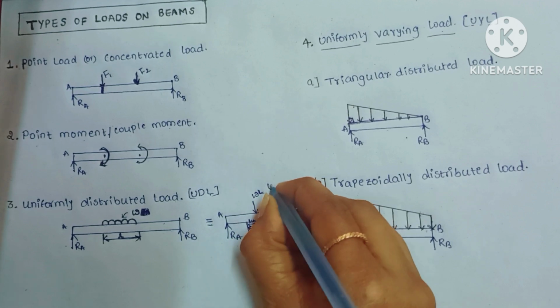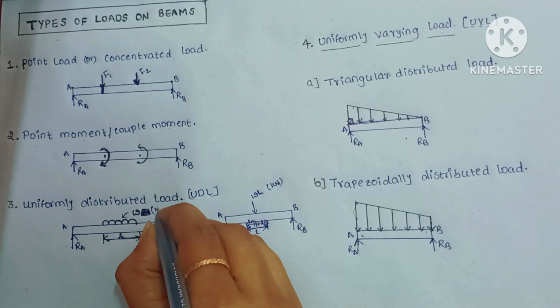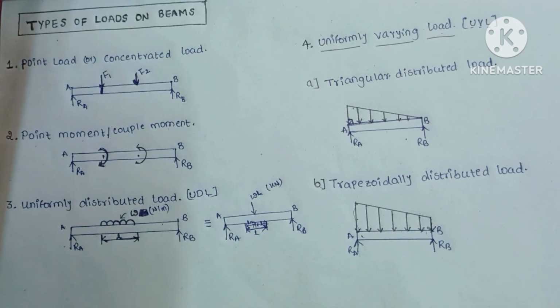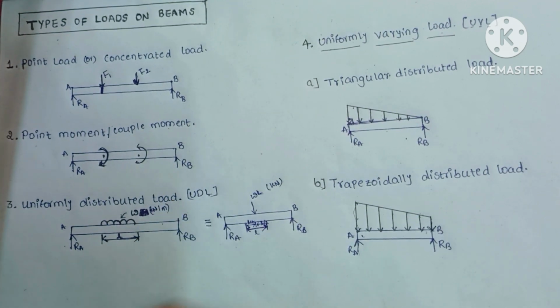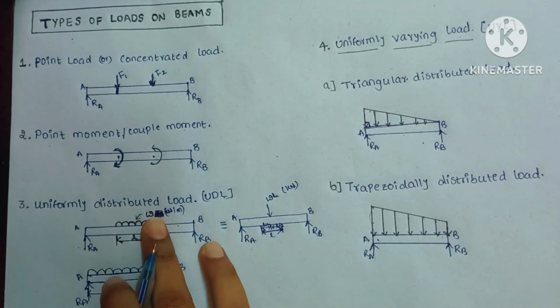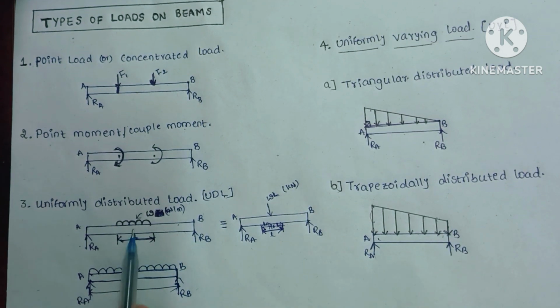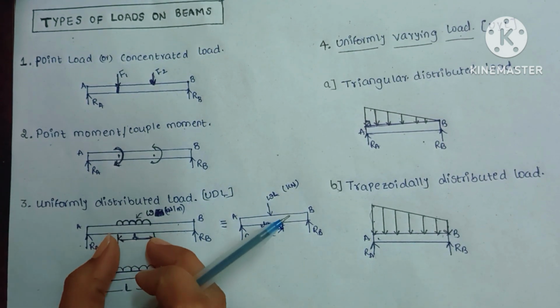This is the formula. The unit is kilonewton per meter. Sorry, kilonewton per meter. I will explain this same thing with another example, where the load is distributed over a small length.